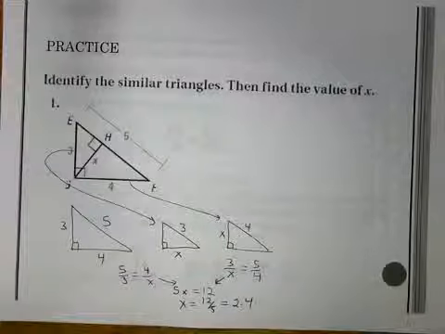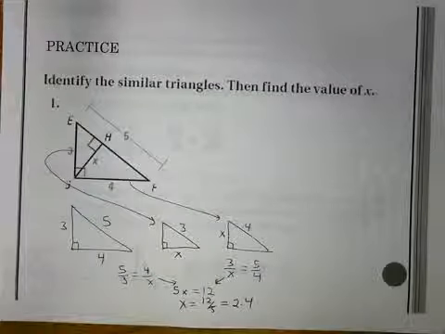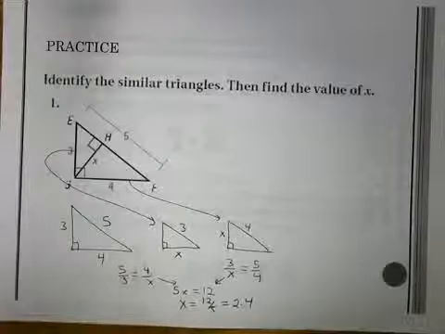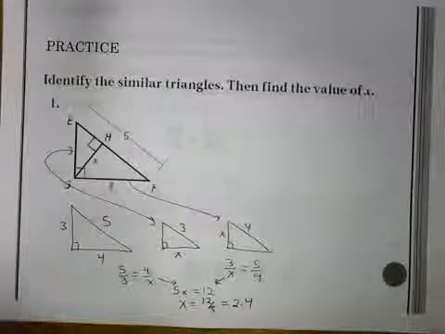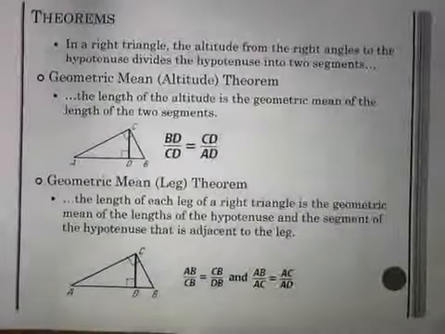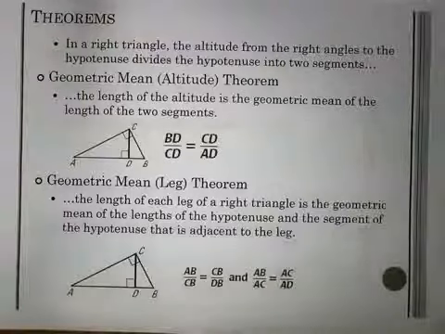Doesn't matter which ones I chose, and in a minute we're going to see how we could actually use that with some parts of the hypotenuse, but go back to those proportions, set them up with those similar triangles, and you'll find your values. So, where we're at now is we actually have two theorems, the geometric mean altitude theorem and the geometric mean leg theorem.